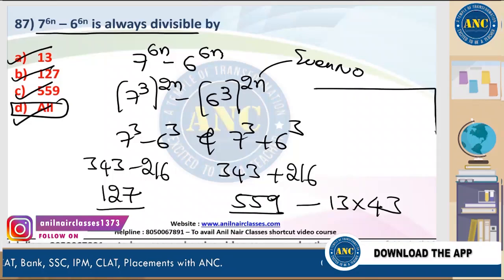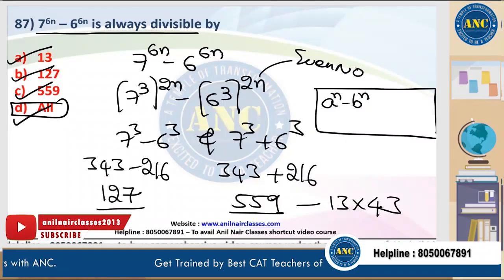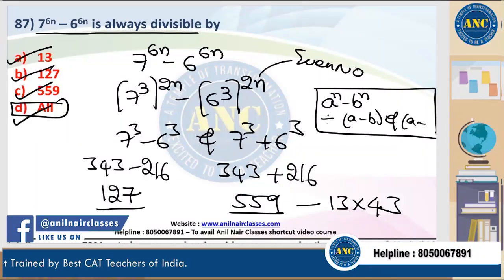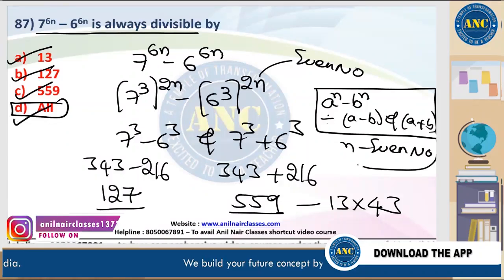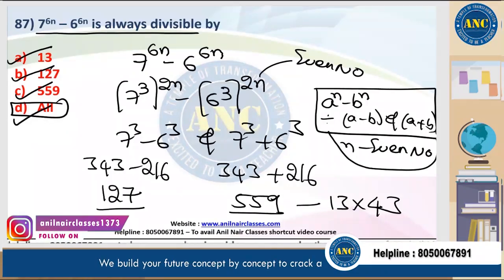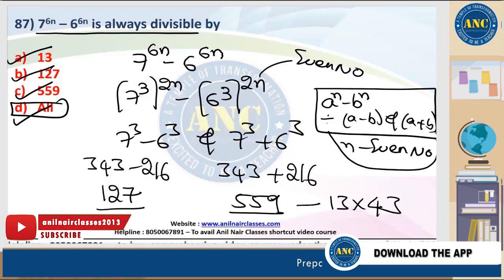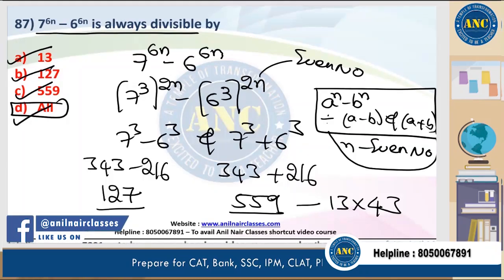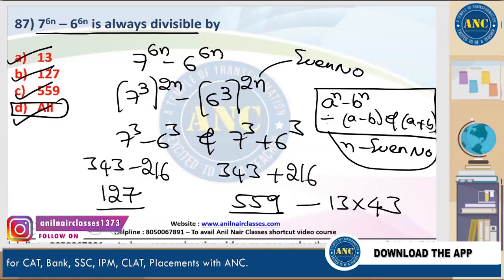What is the property that is used in the 87th question? A power n minus b power n is divisible by a minus b and a plus b if n is an even number. If n is an even number, it is divisible by a minus b as well as a plus b. 87 clear, right? Next.